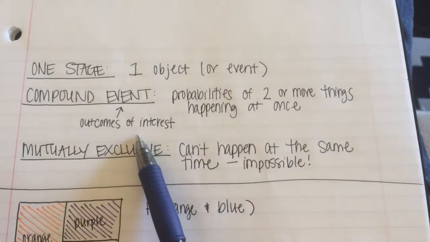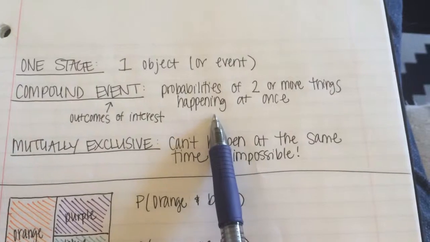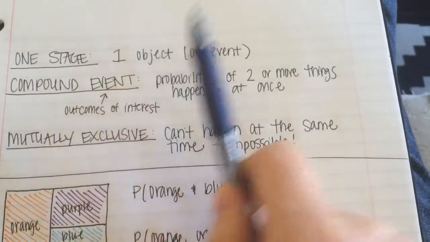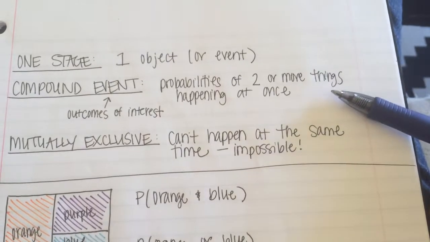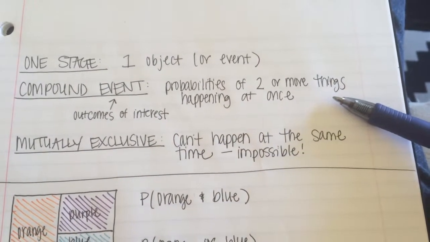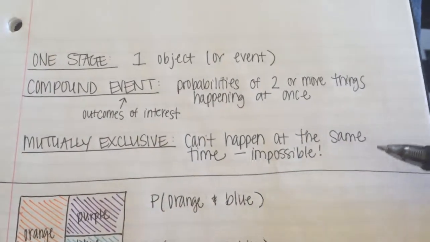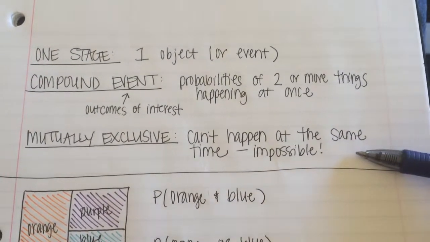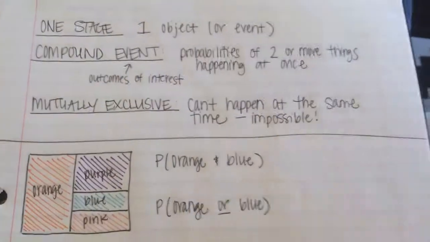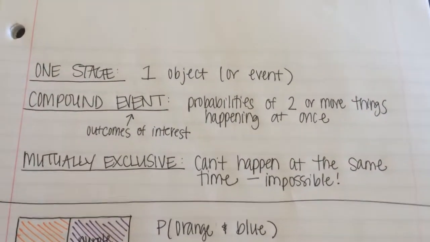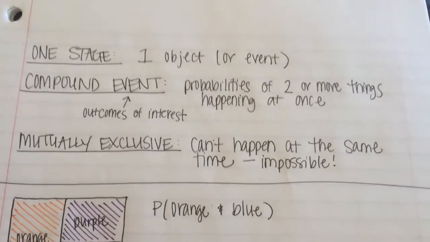A compound event is the probability of two or more things happening at once. So it's one object, like it says up here, in more than one event. So you want to know how many times you could roll a 2 and a 4 on a dice. Mutually exclusive means they can't happen at the same time, like rolling a 2 and a 4 on one dice. It's impossible. You're going to get one of the other numbers or just one of those.